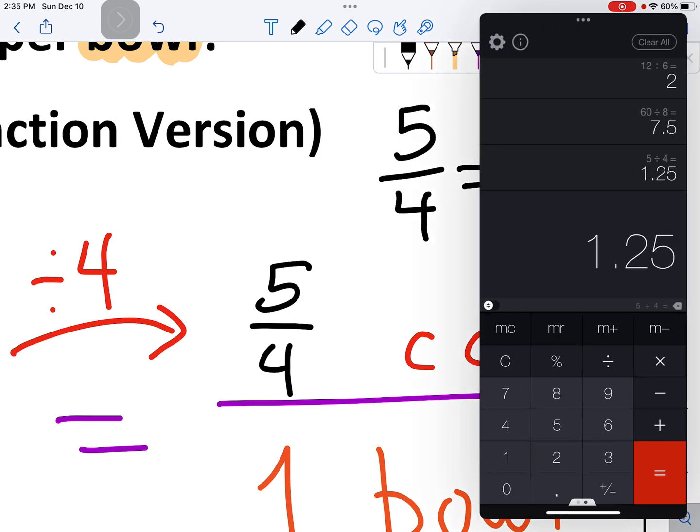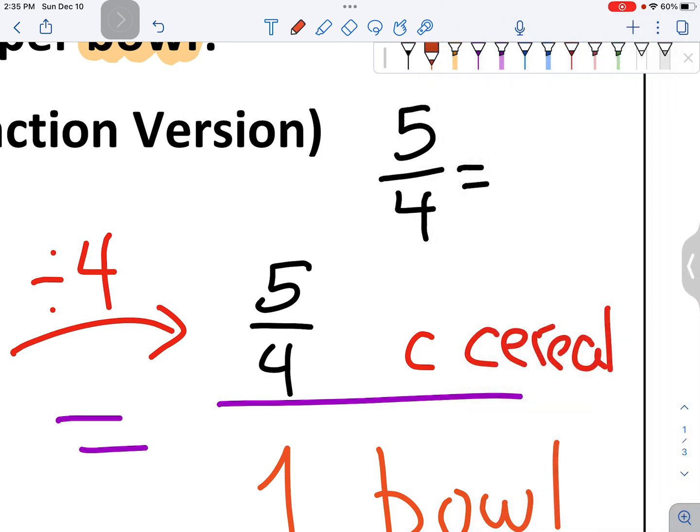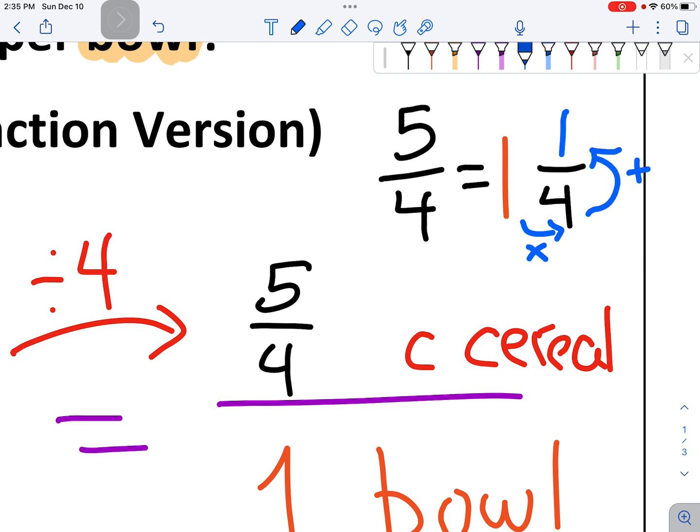Here we go. Oh, yep, I already did that. 5 divided by 4 is 1. So we'll put the 1 out front. We'll put the 4 down below. And then we'll think 1 times 4 is 4. I'm not going to write 4. I have to get to 5. 4 plus 1 gets us there. Which means inside each 1 bowl of cereal, there should be 1 1/4 cups of cereal.